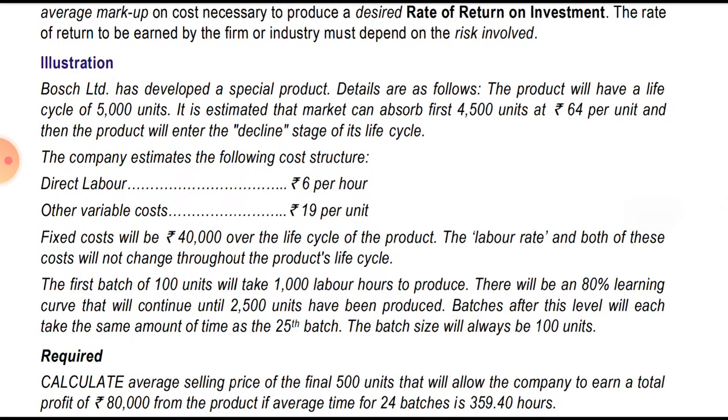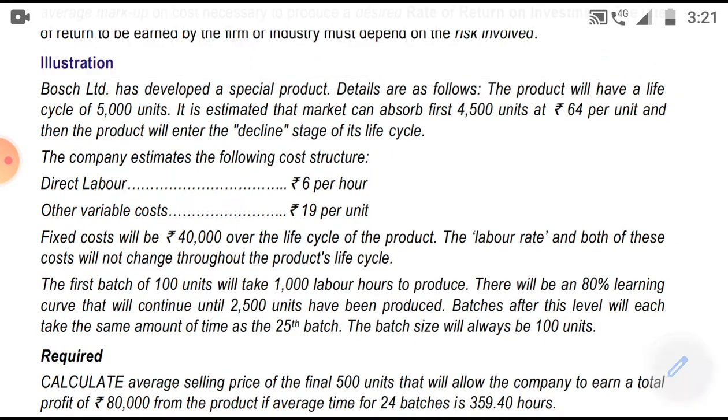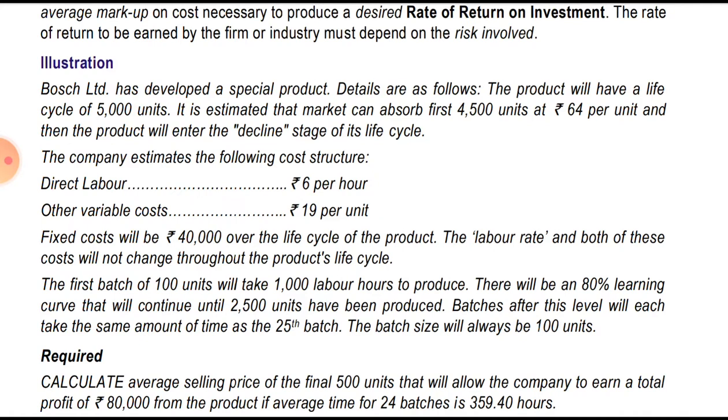Bosch Limited, or we can say B Limited, has developed a special product. Details are as follows. The product will have a life cycle of 5,000 units, so it can produce 5,000 basically. It is estimated that the market can absorb the first 4,500 at a selling price of 64, and then the company will enter the declining stage.